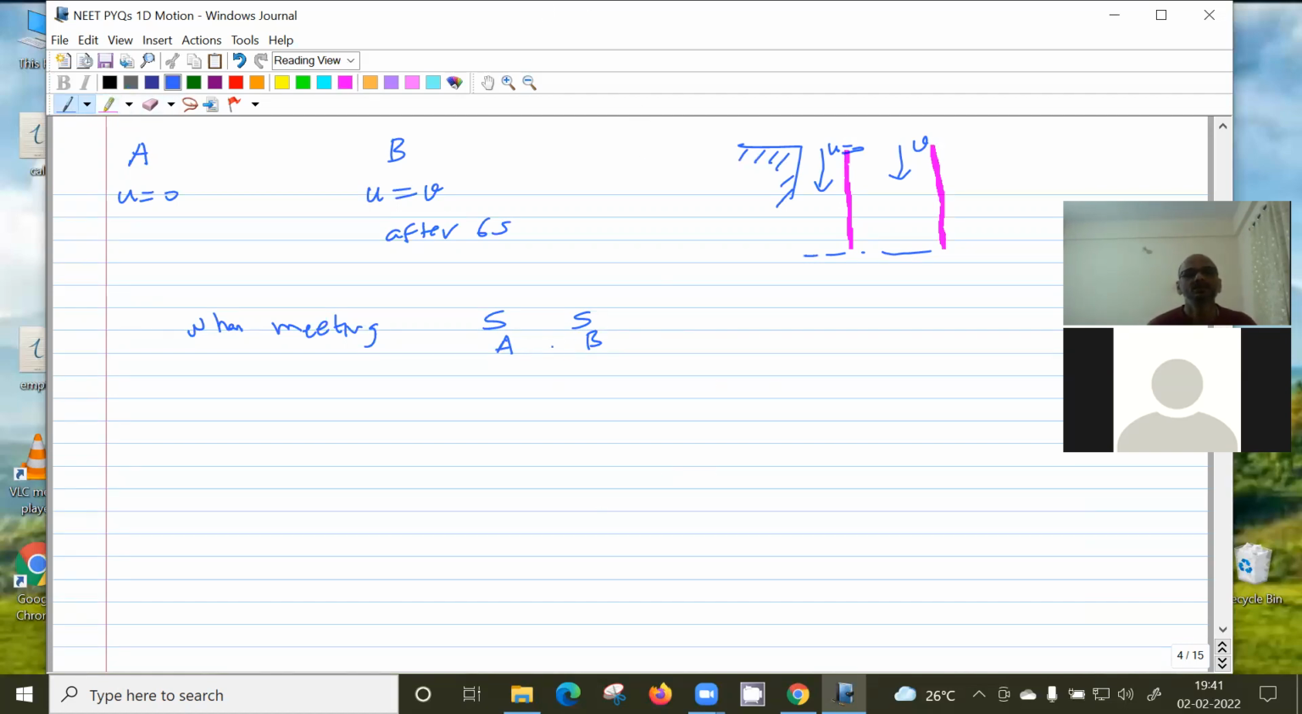Right? Yes, and what is displacement of A? Half g t square. And what about displacement of B? V t plus half g t square. Actually, this t is same or different? Different. So what should it be here for time? t1 and t2. It should be t minus 6, because it's thrown down after 6 seconds.